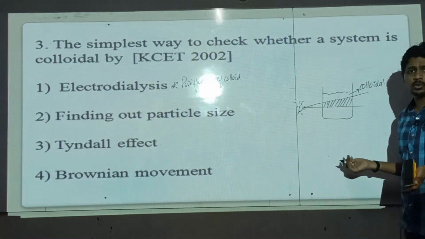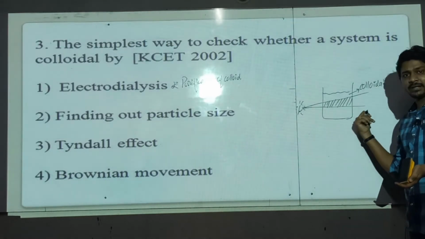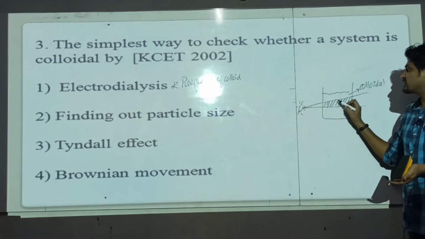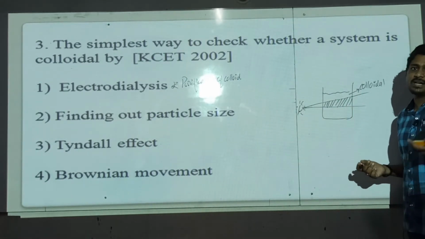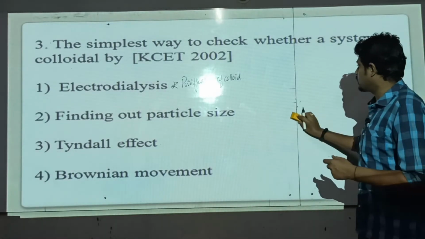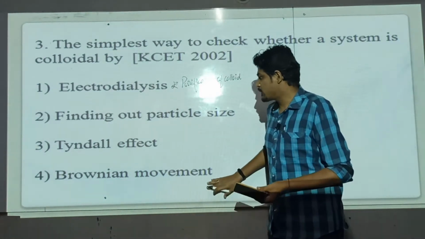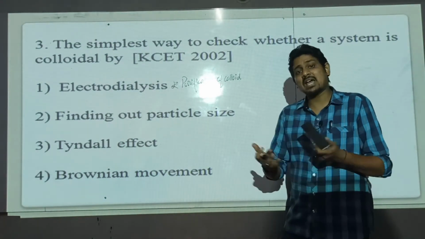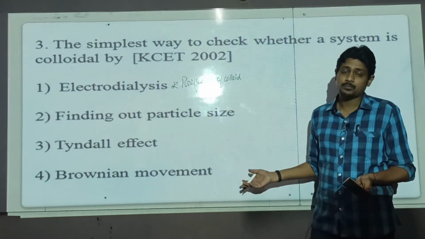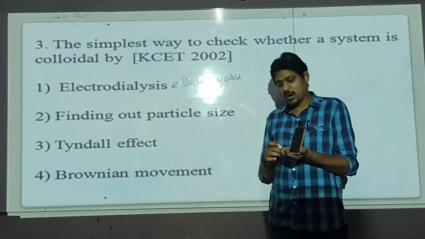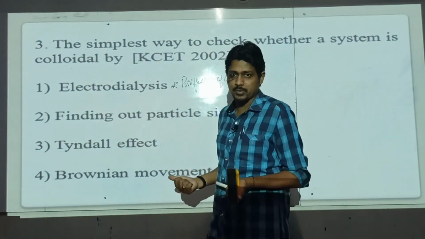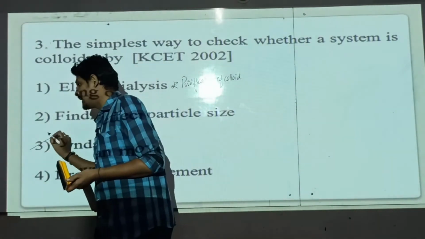So very easily we can take the given solution and pass a light through it, in a dark room. You have to perform the experiment in a dark room. If the path of the light becomes visible, then clearly we can say this is a colloidal solution. So this is the easiest way. So the answer will be Tyndall effect. Brownian motion means the zigzag motion of the colloidal particles. To see the Brownian movement, again you require a high power telescope. So easily you can do the Tyndall experiment. This is the easy way. So the answer is Tyndall effect.